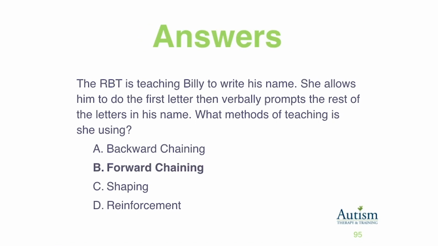And the correct response is B. Forward chaining. Now remember, we talked about using verbal prompts when you're using a chaining procedure or anytime that you're prompting something where you want the child to be independent. So you do want to be very careful with these. However, you may have to from time to time use verbal prompts. So of course, always speak to your supervisor about this.